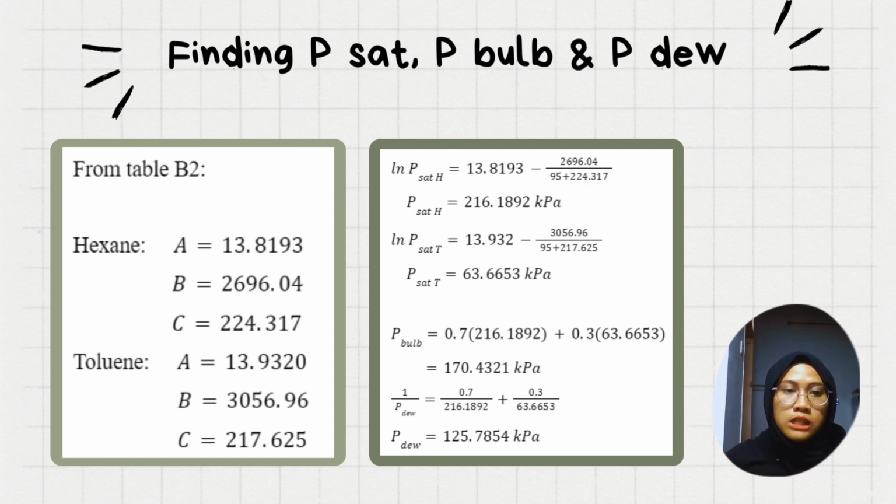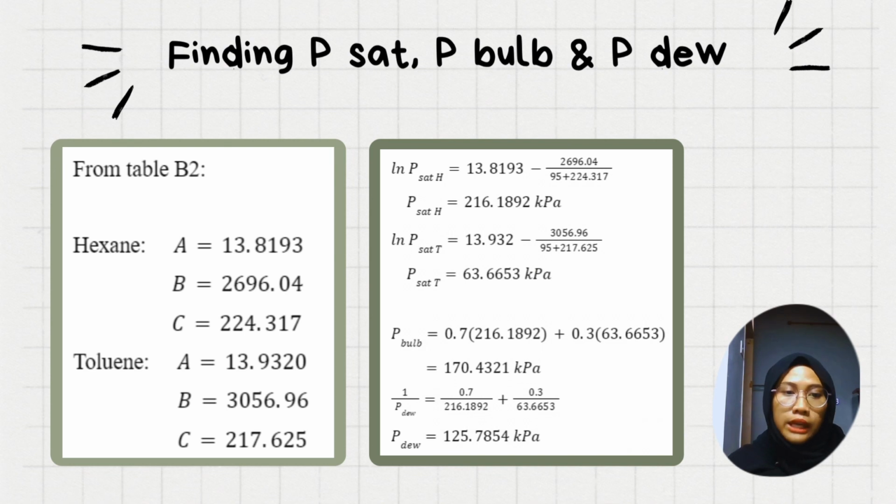Using the formula ln P sat equals A minus B over T plus C, we substitute the values, rearrange the equation, and get the value of P sat for toluene and hexane, which is 216.1182 kPa for hexane and 63.6653 kPa for toluene. Moving on to finding the P bubble using the formula x1 times P sat 1 plus x2 times P sat 2.